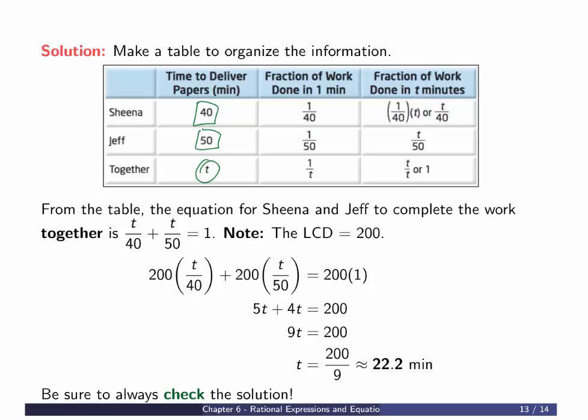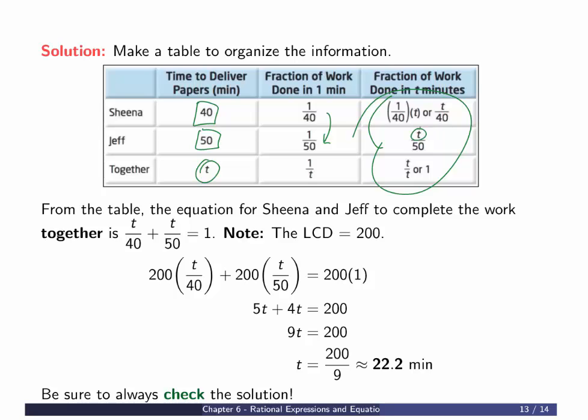Which means if you skipped right to this step right here, the fraction of work done, okay, Sheena will basically do, not 40%, that's not what I want to say, like fraction of work done in 1 minute will be 1/40, okay, which is a bigger number than 1/50. So Sheena's doing more work here, but Jeff, he's doing 1/50.